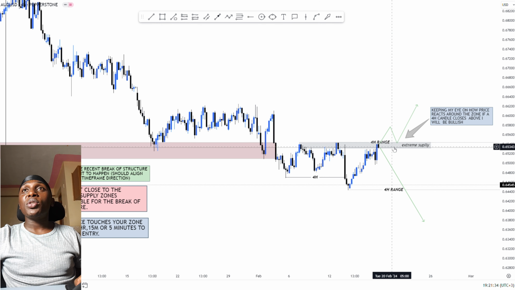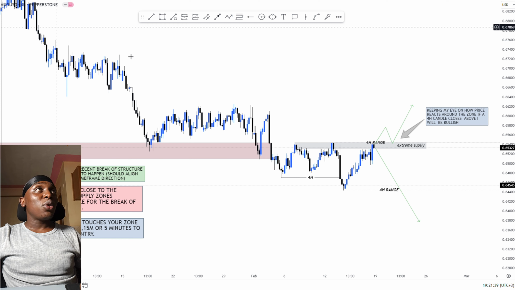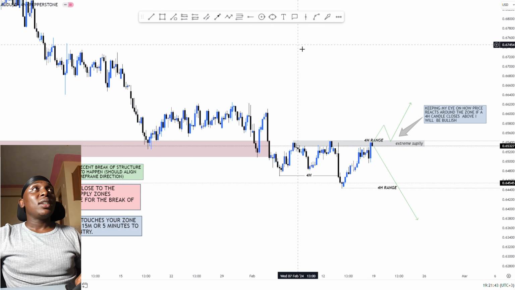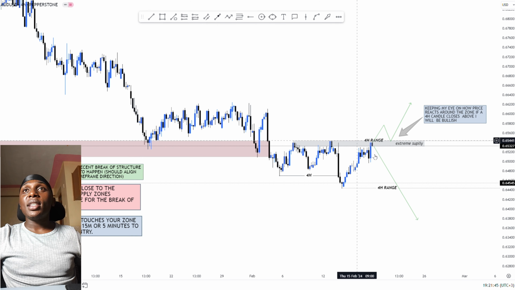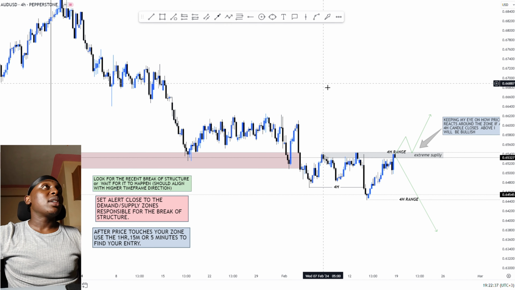So I'll wait for confirmation and then change my bias to bullish, but it might also continue with the trend. So if on Monday or this coming week I see a nice rejection of this zone, I'm willing to take a short position. So let's go to the next currency pair.